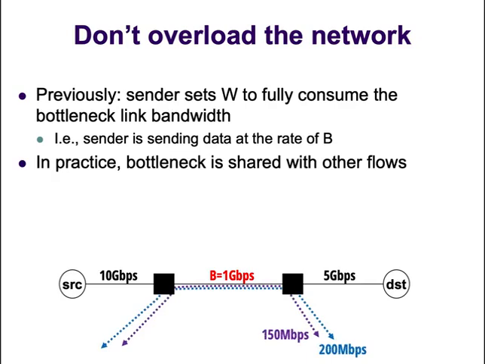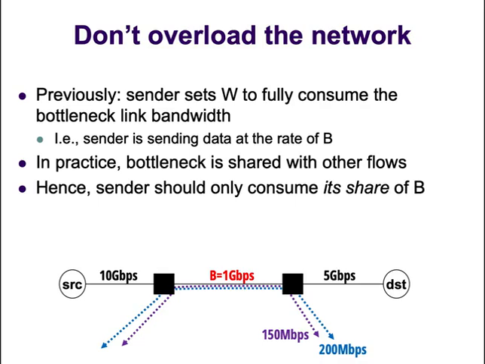Because on the internet, there are lots of flows, lots of sources and destinations. And so it's very unlikely you get that entire bottleneck link to yourself. So instead, for example, in this example here, we have two other flows that are sending at 150 and 200 megabits per second across that bottleneck link. And so what we want actually is that a sender only consume its share of that bottleneck link. Okay. But what is that share? Like in this case, what would you have said the source and destination, what rate or what fraction of that bottleneck link should it have been given?